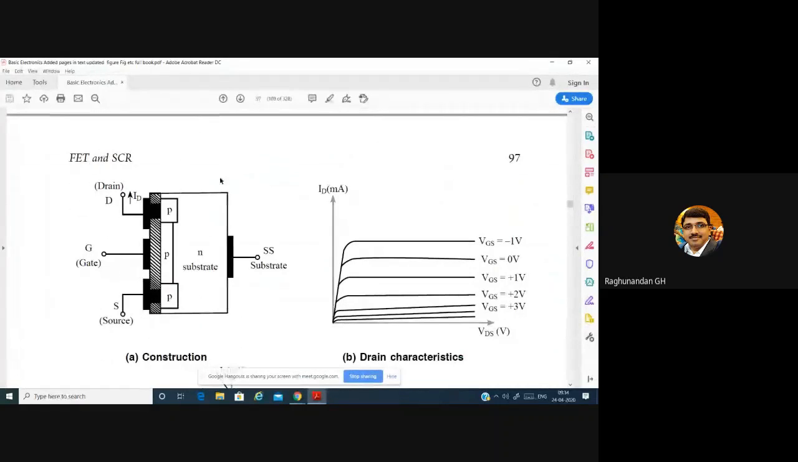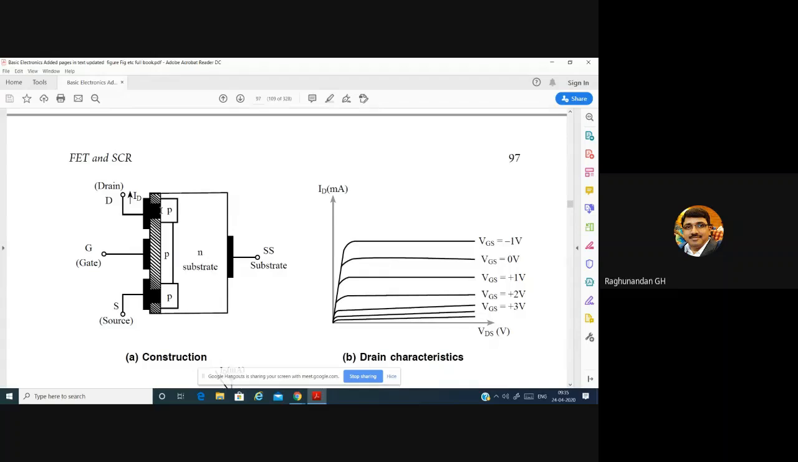So you can see that in this diagram, we are having an n-type substrate, the base, on which we are having one p-type region, which is acting like the source, and another p-type region, which is acting like the drain. So two p wells are used, which are going to indicate the source and drain.